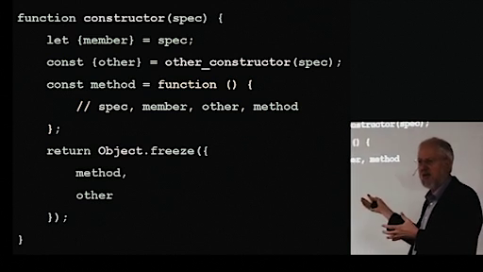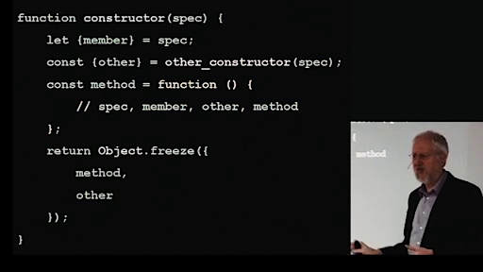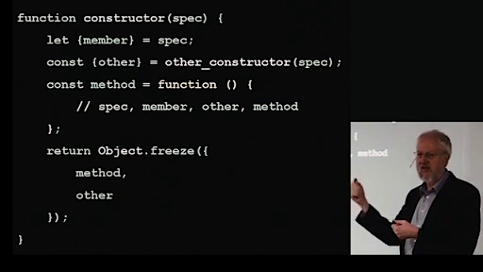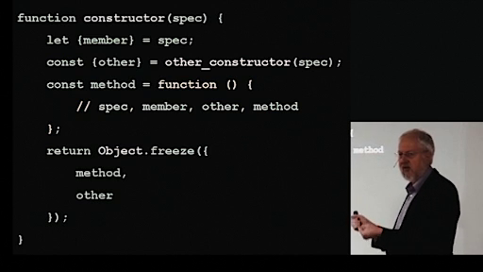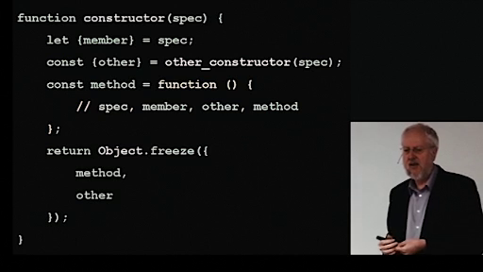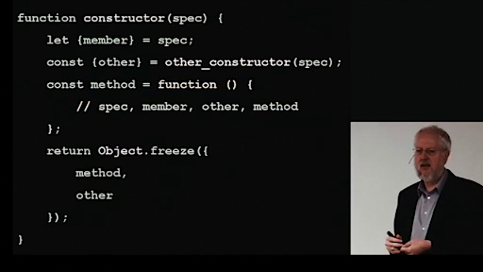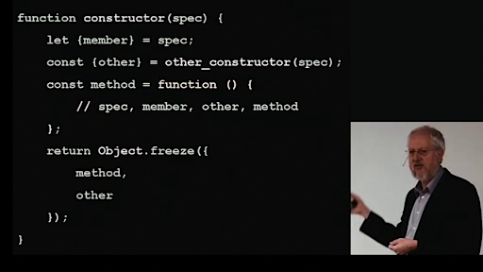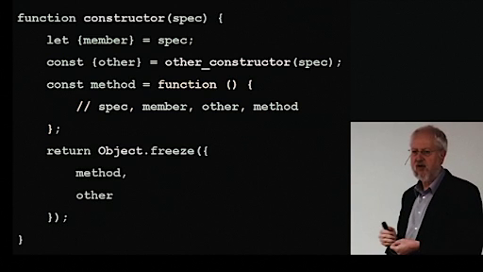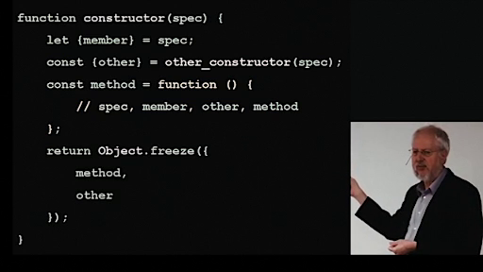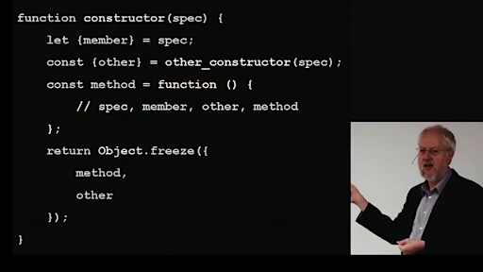So this doesn't let us do anything that we couldn't do before, but it's some convenient syntax for pulling values out of the initialization object and putting them into our local variables. So when you say let brackets member equals spec, now spec.member is the initialization value for the member variable. So that statement means the same thing as let member equals spec.member.